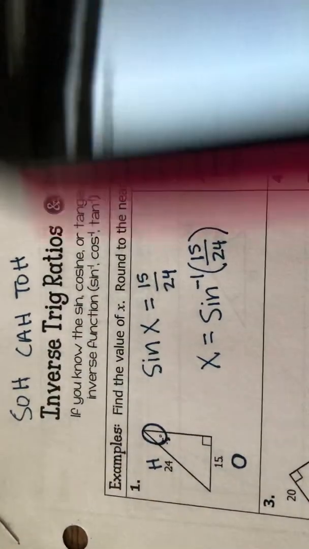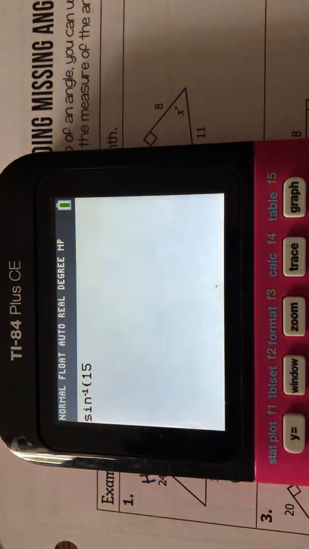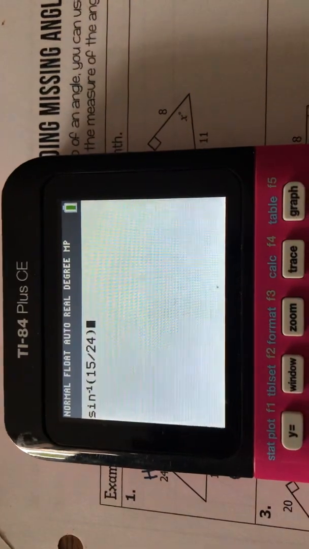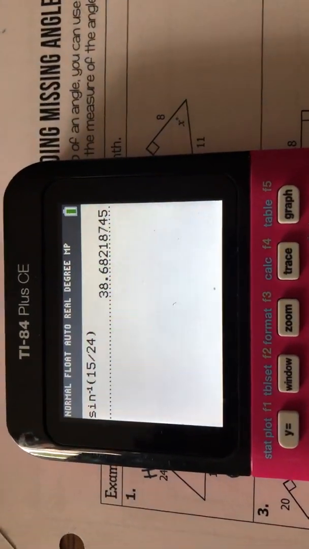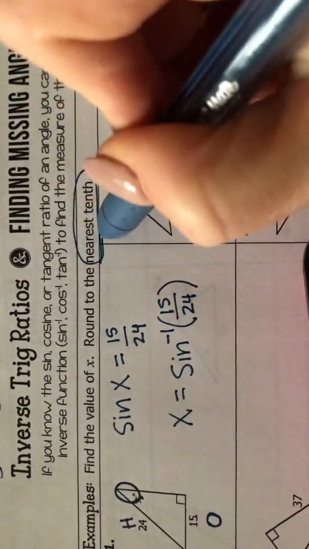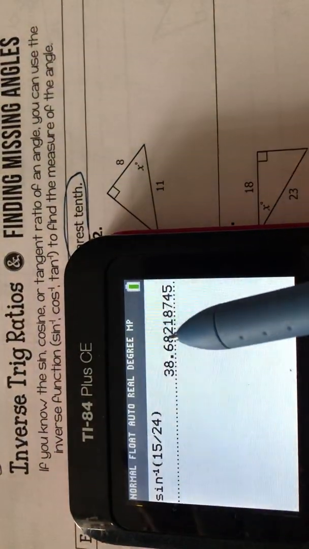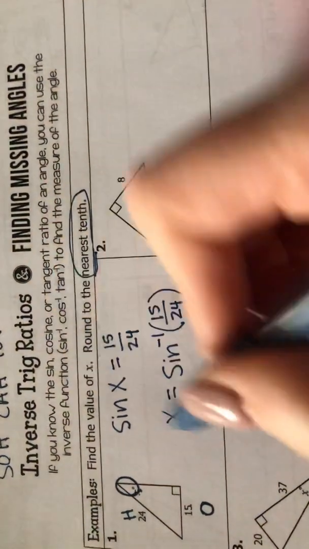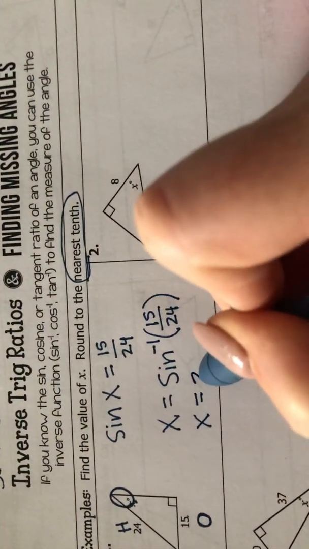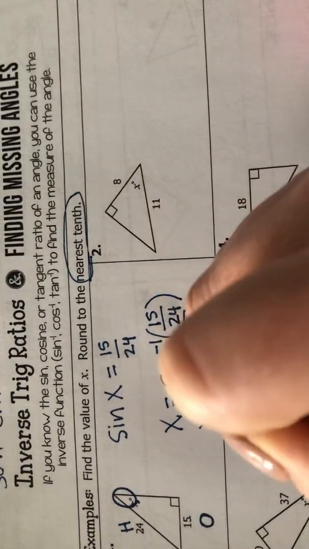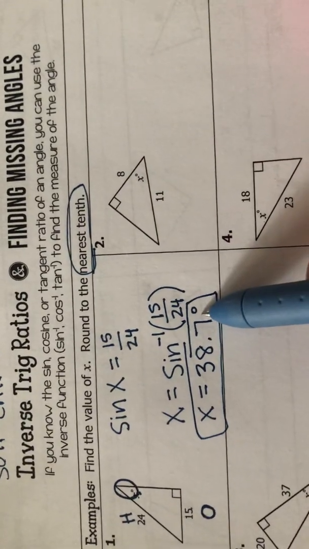15 divided by 24. 15 divided by 24, and I'm going to close my parentheses. Press enter. Your angle measurement, let's see, does it tell us how to round it? To the nearest tenth. So that 8 is going to make the 6 go to a 7. So my angle measurement would be 38.7 degrees. And since this is an angle, you have to have your degree.